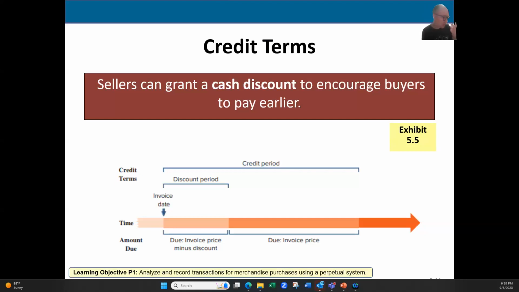So you might see this once in a while. Let's say you buy something on an account somewhere. They'll say, hey, you pay us early, we'll give you a discount. Cool. Yeah, that's called credit terms. Here's how it works. Credit terms is what we call the credit period, usually about a month.